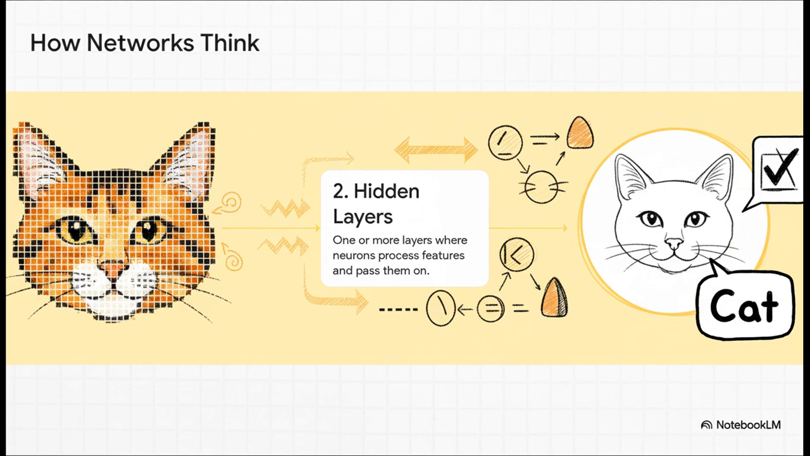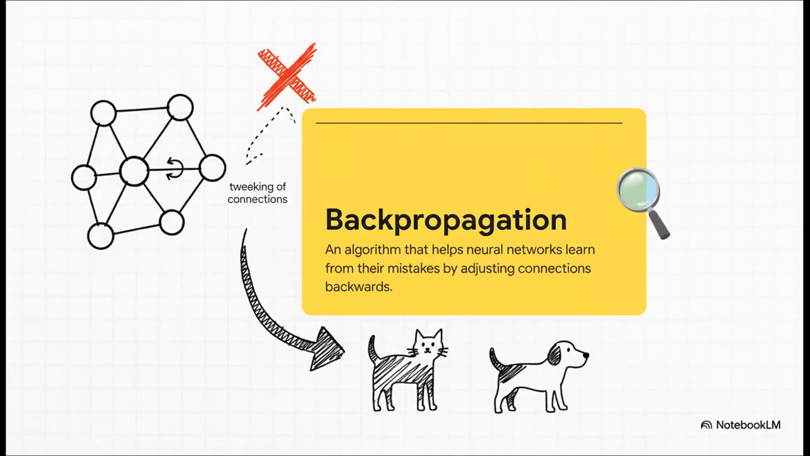The input layer grabs the raw data, say all the pixels in a photo of a cat. That data then flows through these hidden layers where all the neurons work together to recognize more and more complex things. First, they see edges, then maybe whiskers, then ears, and finally a whole cat face. And then the output layer gives you the final answer. Yep, that's a cat. So how does it actually learn to recognize the cat in the first place?